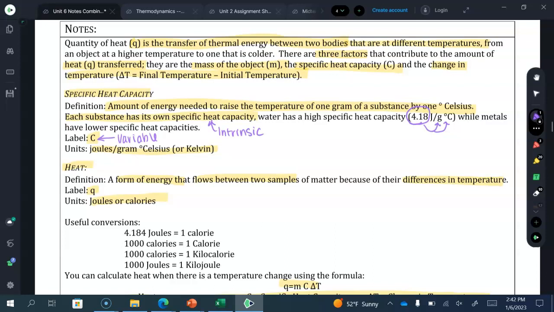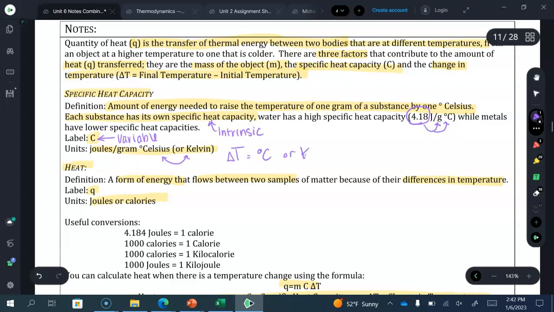The variable or label for specific heat is the capital letter C, and the units for it are joules per gram degree Celsius or Kelvin. We can use these interchangeably because the change in temperature is always going to be the same value if we use degrees Celsius or if we use Kelvin, because we're looking at the difference, and Celsius and Kelvin have the same numerical scale. So 1 degree Celsius change is 1 change per unit Kelvin. Okay.